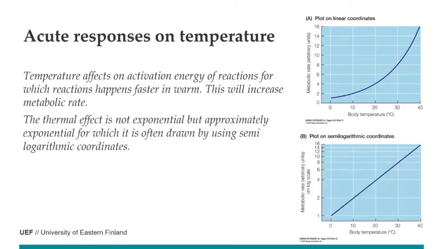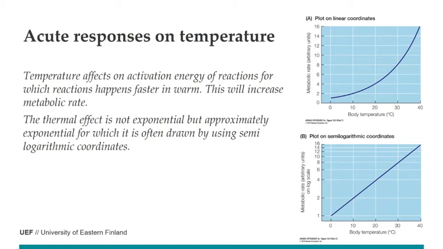So it's approximately exponential. So that's why quite often in physiology, metabolic rate at different temperatures is shown in semi-logarithmic coordinates, where the metabolic rate is on a logarithmic scale, but the temperature is on a normal linear scale.